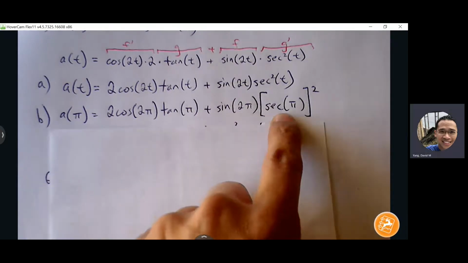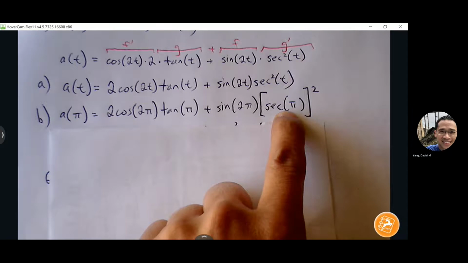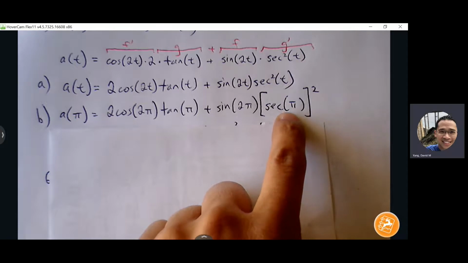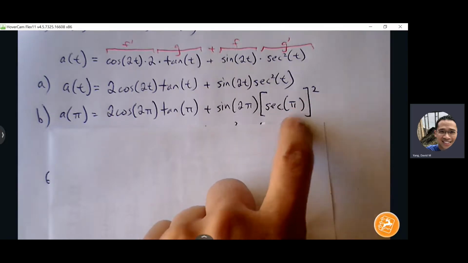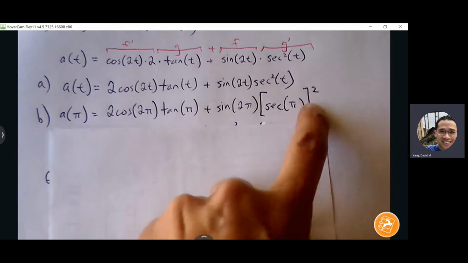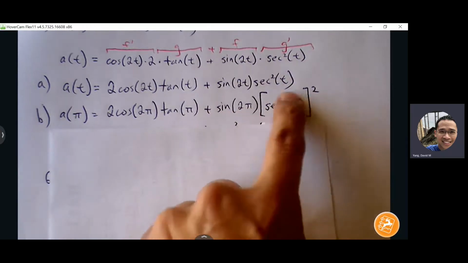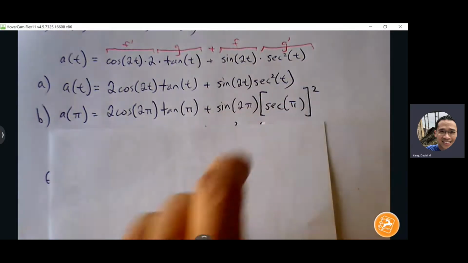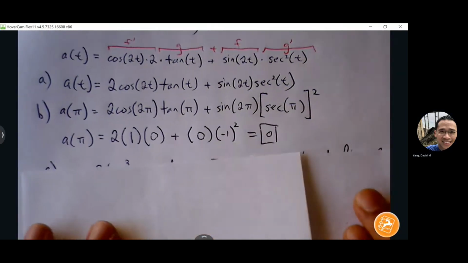Okay, and then secant of pi is related to cosine, right? What's cosine of pi? Negative 1, right? And if I flip negative 1, I still get negative 1, and negative 1 squared is going to be positive 1. Now it's going to be a moot point because everything is 0, so it gets zeroed out. But I want us to get that practice with unit circle values.